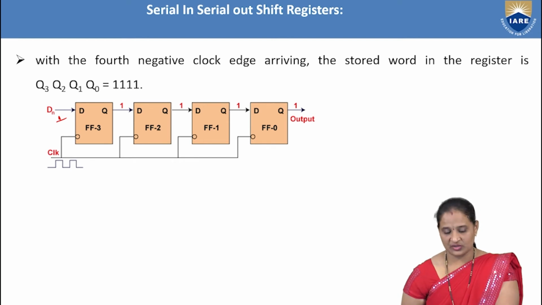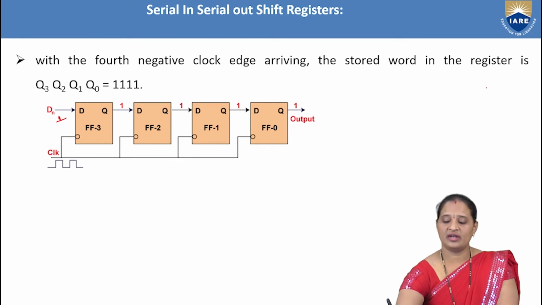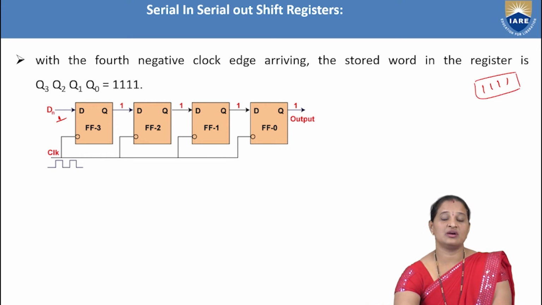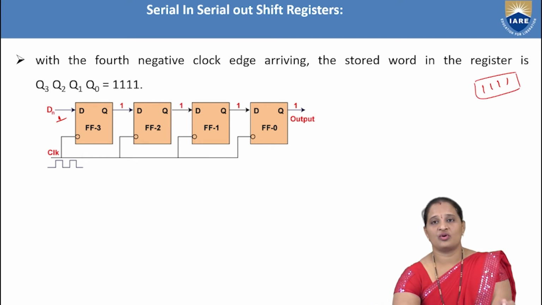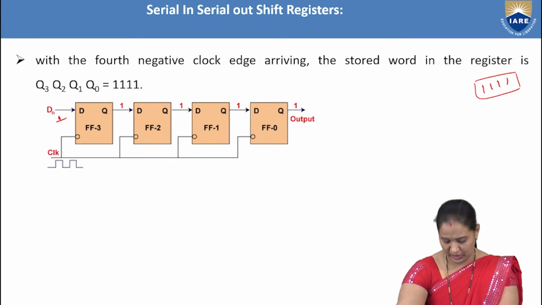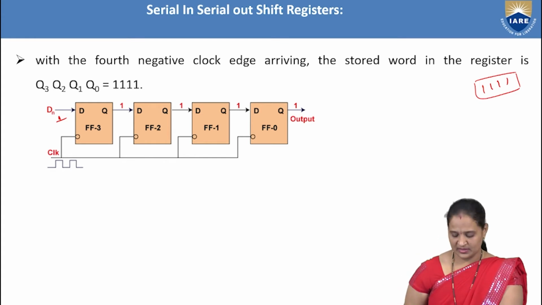That means in order to load the data, that is 1111, 4 bits of data, into the register, it required 4 clock pulses. It was not done in parallel. We are loading the data bit by bit. So it requires 4 clock pulses.